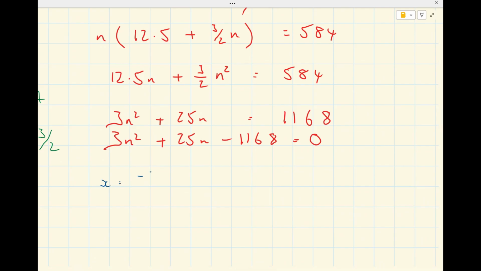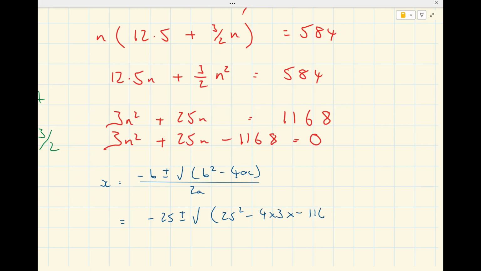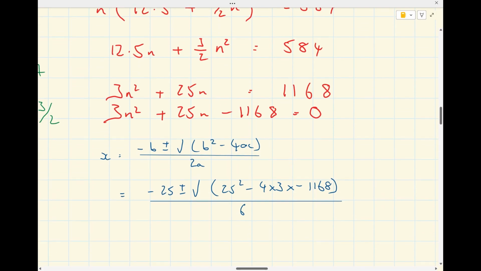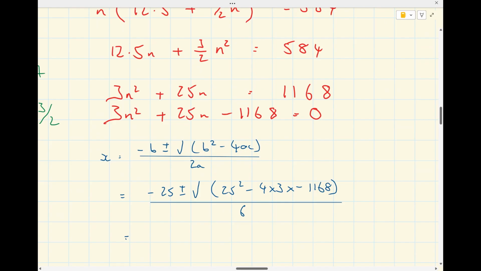x equals minus b plus or minus the square root of b squared minus 4ac all over 2a. So that's going to be minus 25 plus or minus the square root of 25 squared minus 4 times 3 times minus 1168 all over 6. And now, carefully, I'm just going to put that straight into my calculator. I'm going to use the fraction function, minus 25 plus first, square root, 25 squared minus 4 times 3 times minus 1168.